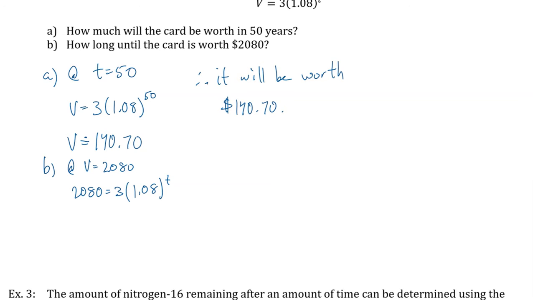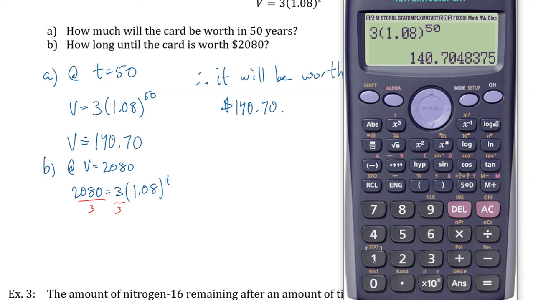What's our first step? Always? Abrar? Divide it by 3, right? We got to move that 3 over. Very good. So divide by 3 on both sides. And that gives me kind of a messy number. 2080 divided by 3. I don't want the fraction. I want that. So 693.33.